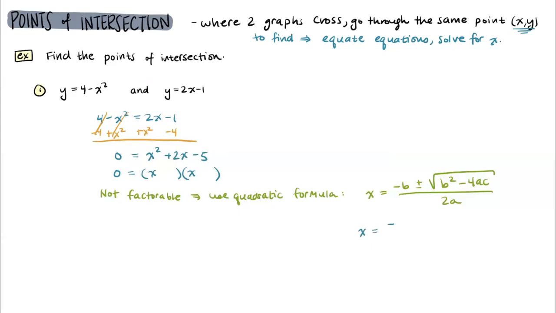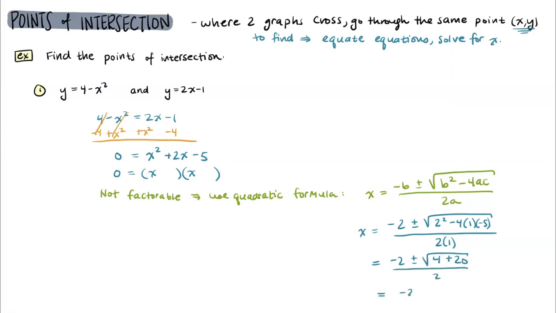Negative b is minus 2. b squared is 2 squared. a is 1 and c is negative 5. Then we've got over 2a, which is 2. Simplifying, we have negative 2 plus or minus the square root of 4 plus 20, all over 2. And then it's negative 2 plus or minus the square root of 24, all over 2.